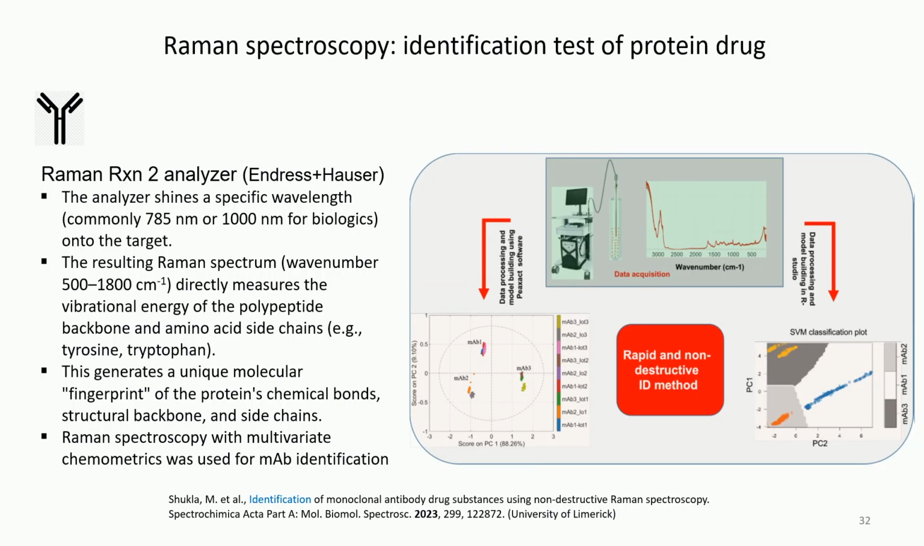And this is a paper published by academics in Ireland, about 2 or 3 years ago. And then they give a case study. They use the Raman analyzer, and based on 3 different antibodies, they figure out the fingerprint of the 3 different ones, and they can identify which one is which. So that's for identification of the protein drug.